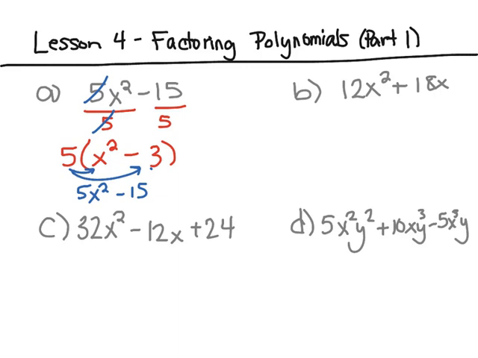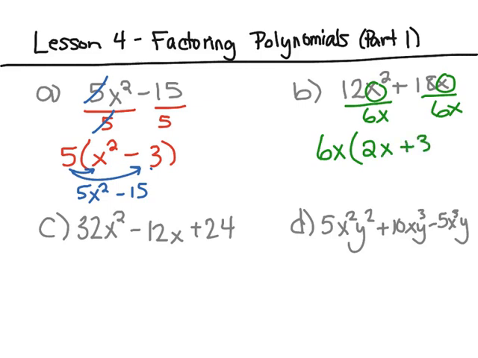For the next one, our greatest common factor, we have a 6 in common, but because we have an x in each of these, x is part of our GCF as well. So 6x, 12 divided by 6 is 2, x squared divided by x is just an x, 18 divided by 6 is 3, and the x's will cancel. So that is our simplified binomial.